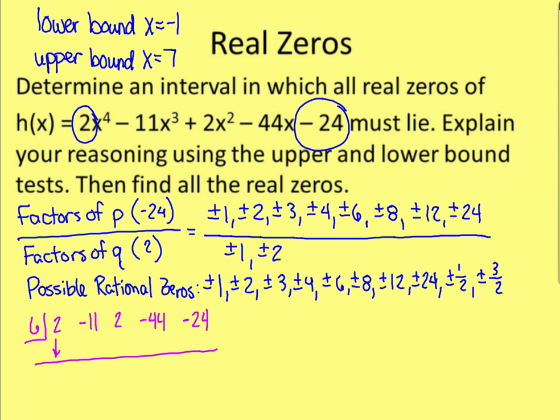So if we bring our 2 straight down, 6 times 2 gives us 12. Negative 11 plus 12 gives us 1. 6 times 1 is 6. If we add down, we get 8. Multiply, we're going to get 48. Add down is a positive 4. 6 times 4 is 24. And that does give us 0. So we do know that one of our zeros is x equals 6.